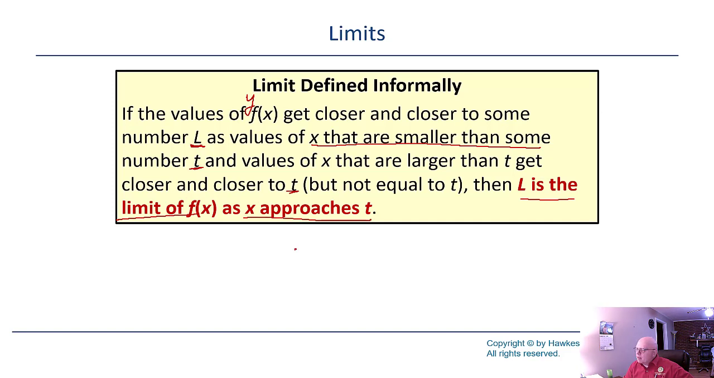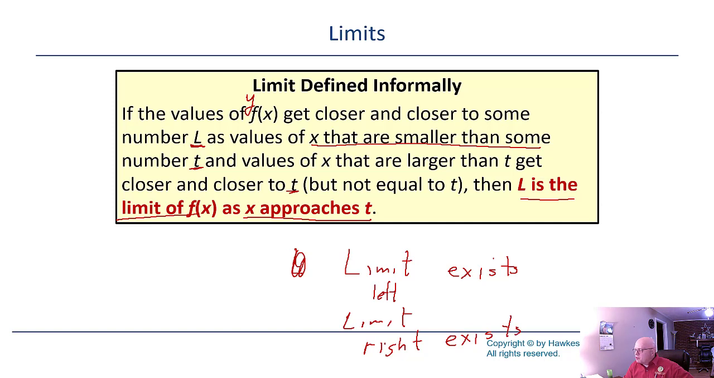Notice that the limit from the left exists. You can actually put a number to it. And the limit on the right exists, it means you can put a number on it. And if these two limits that you found are the same, then we've got a limit.